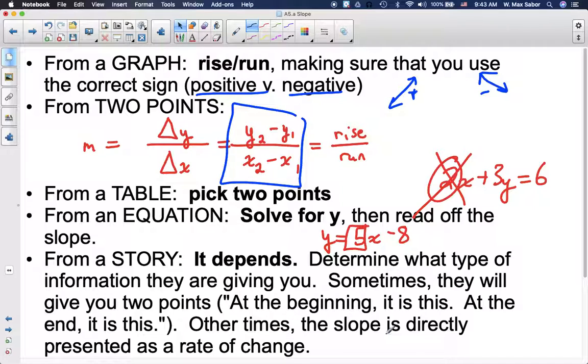It's possible they tell you that this is the rate that things are happening at. I'm making $10 an hour. $10 an hour is a slope if you're talking about how much money changes in each hour. If y is money and x is hours, then there's a good chance that $10 per hour is a slope.